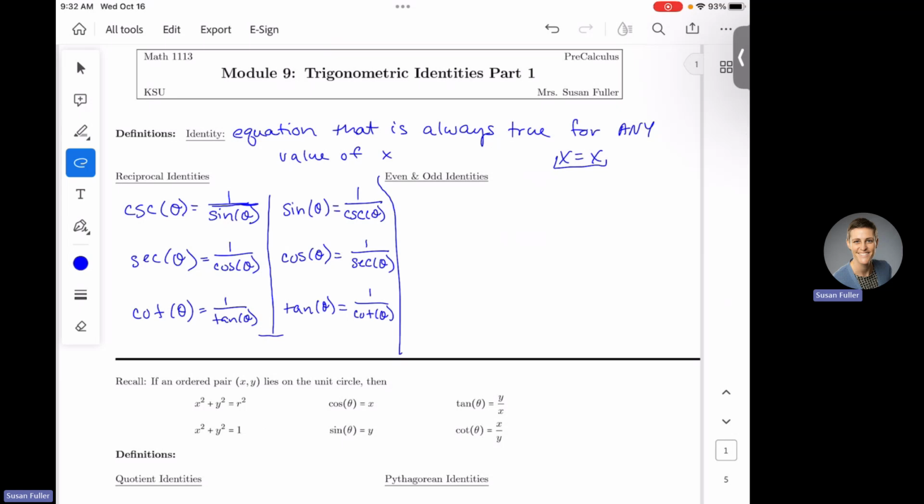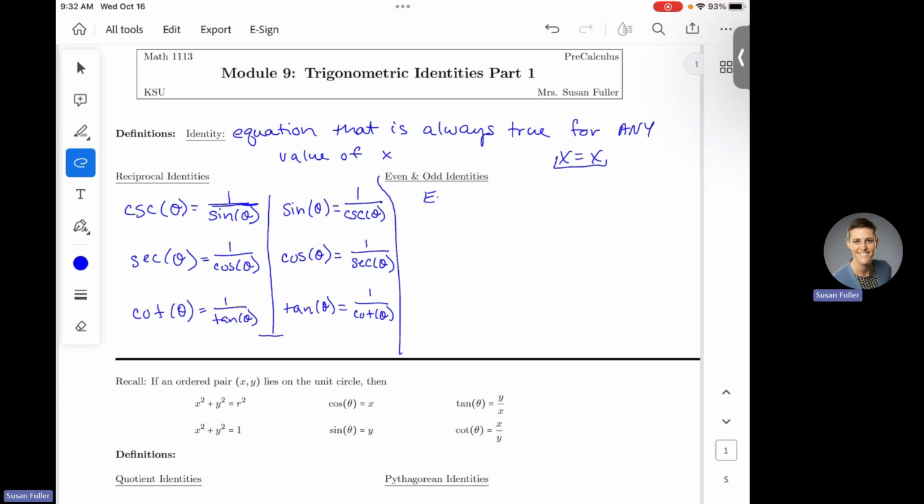And it doesn't matter what angle you put in there. You could put pi over 2. You could put pi over 6. You could put 7 pi over 4. You could put negative 3 pi over 4. You could put an angle that's not even on our unit circle. You could put 2 pi over 5 in there and put it in your calculator, and you will find that both sides of these equations are always the same, no matter what angle you put in there. It's an identity.